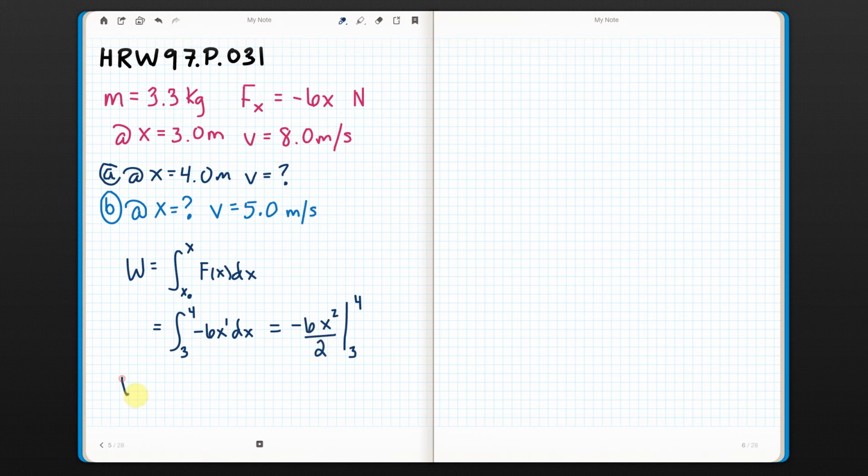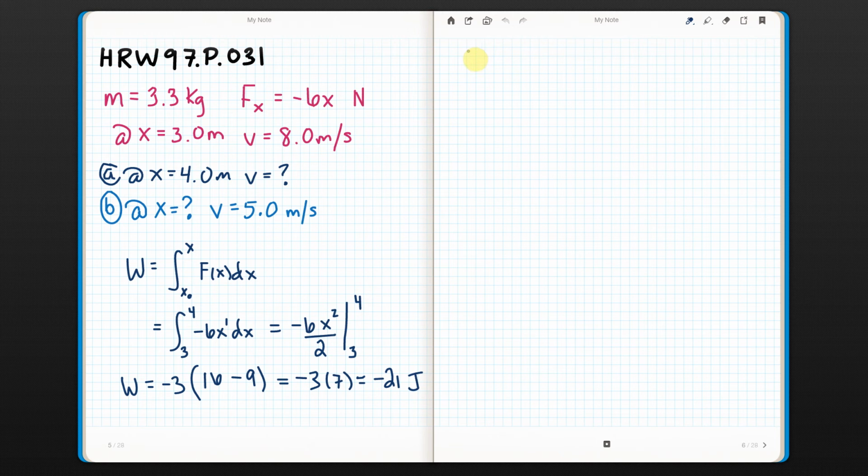So what I really have here is that the work done was negative 3, and then I put in these numbers. So I've got x squared, so that's 4 squared is 16, minus, then I put the bottom limit in. So x squared, that's 3 squared, so that's 9. And I end up with negative 3 times, let's see, 16 minus 9 is 7. I hope I'm doing that right. It'd be really embarrassing if I wasn't. And so I end up with negative 21 joules. So that's my change in kinetic energy.